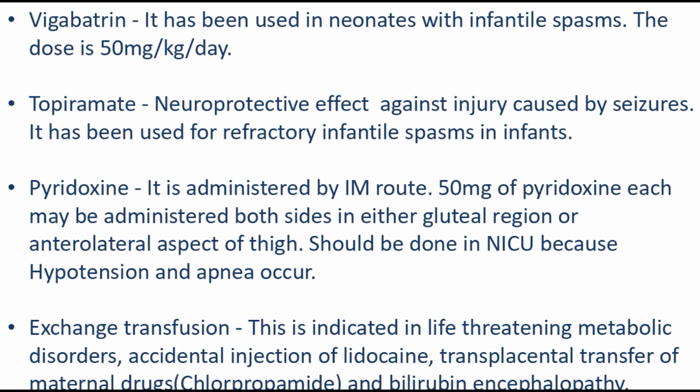Pyridoxine is administered by intramuscular route. 50 mg of pyridoxine each may be administered on both sides in either gluteal region or anterolateral aspect of thigh. It should be done in an NICU because hypotension and apnea can occur. Exchange transfusion is indicated in life-threatening metabolic disorders, accidental injection of lidocaine, transplacental transfer of maternal drugs such as chlorpropamide, and bilirubin encephalopathy.